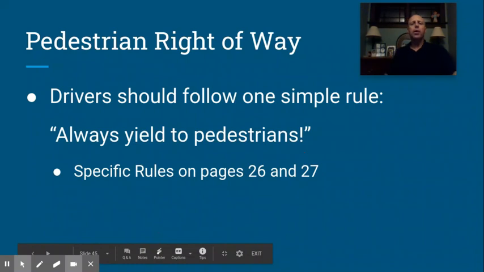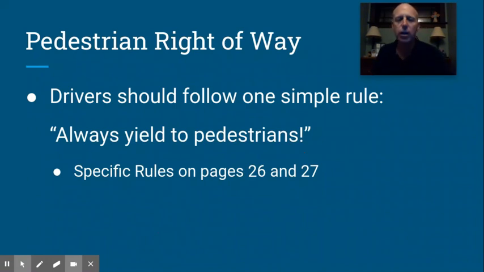All right, so we come to our last slide of the day. Now, we've talked about a lot of very specific rules of the road and how to handle situations where, who gets to go first in what situation. Well, there are also a lot of pedestrian right-of-way situations, and there's a long list of rules on pages 26 and 27. All of those rules can pretty much be summed up into one statement and one simple rule.